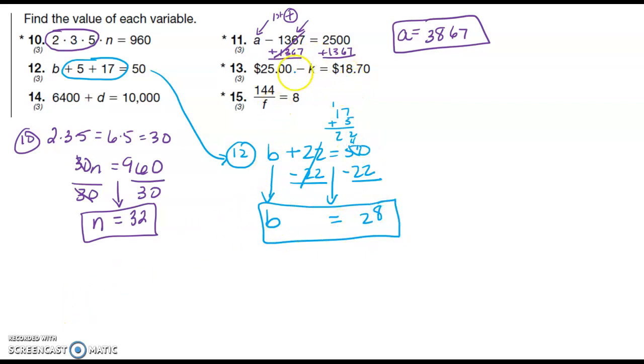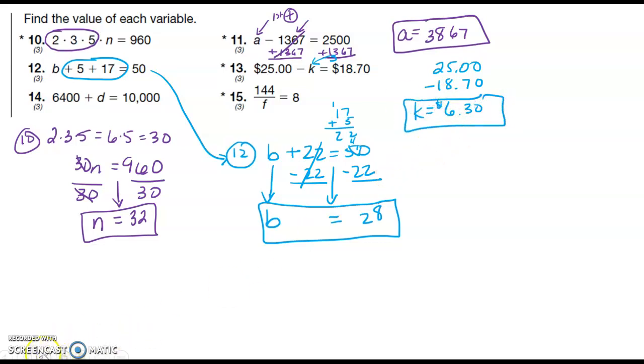Okay. So let's look at 13. 13 has $25 minus k is equal to 1870. So my variable is in the second place, so I have to subtract. So I have 25 minus 1870. And I get 630. And that is my answer.